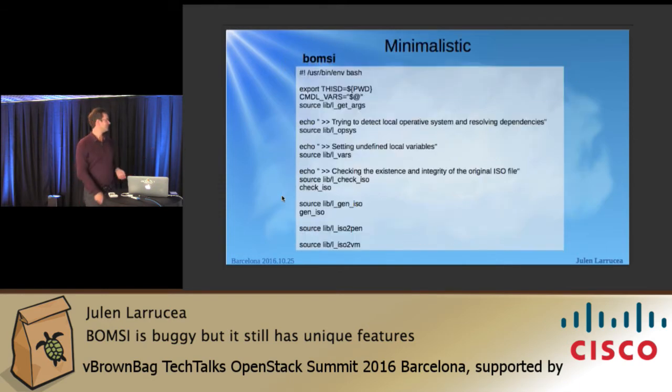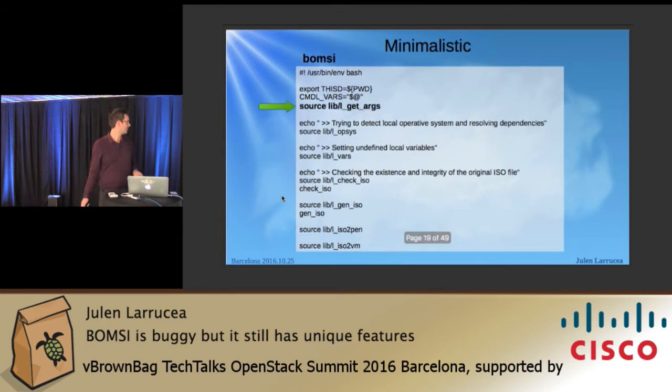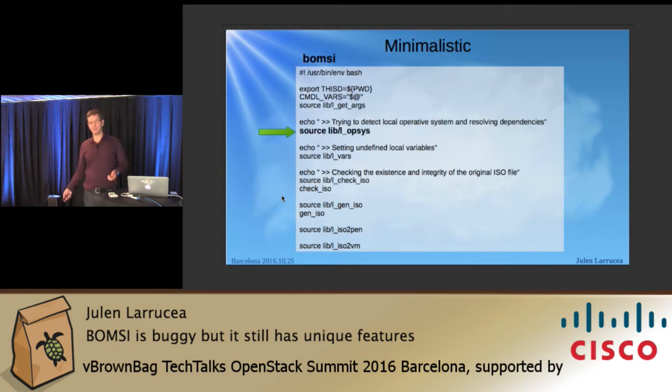What about this? This is the whole source code of the main driver of BOMSI. It has basically just 6 steps. First of all, we parse command line arguments. Then we detect the operating system and we resolve dependencies. Then we load the variables which were not already loaded from the command line arguments.